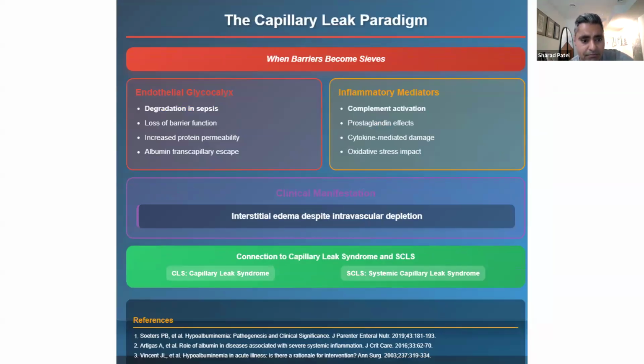So the capillary leak paradigm. Let's talk a little bit more about the endothelial glycocalyx. You can think about the glycocalyx as kind of like the materials in your knees. It kind of buffers the joints.